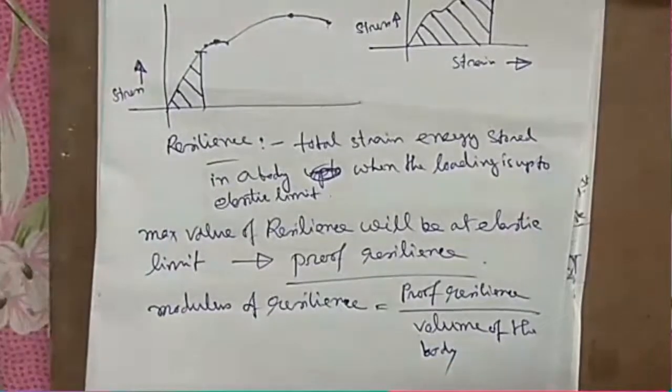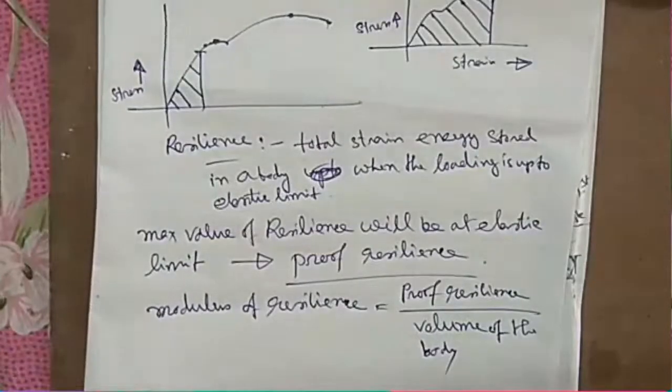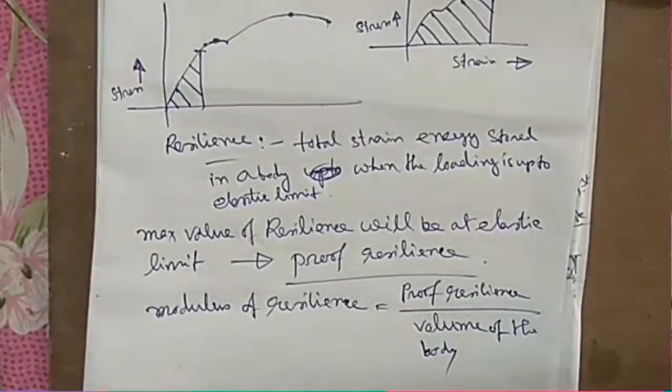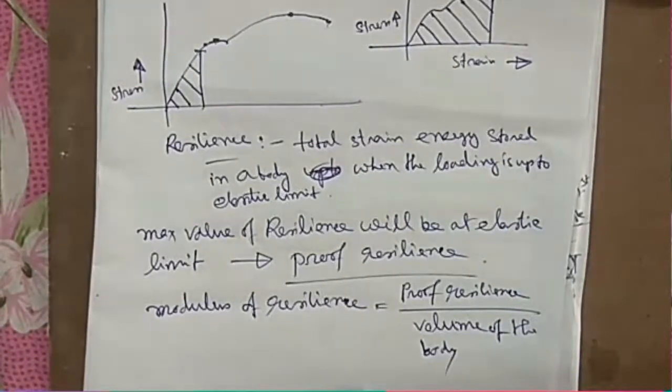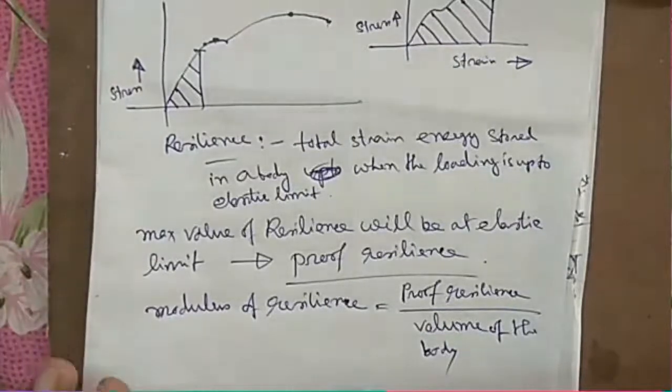Okay, so this is modulus of resilience. Now we will learn the expression for strain energy in a body when the load is applied gradually. There are three ways we can apply load. One is gradually, very slowly increasing from zero. The second is suddenly, and third in terms of impact. We will learn one by one. Let us see how much we can cover.